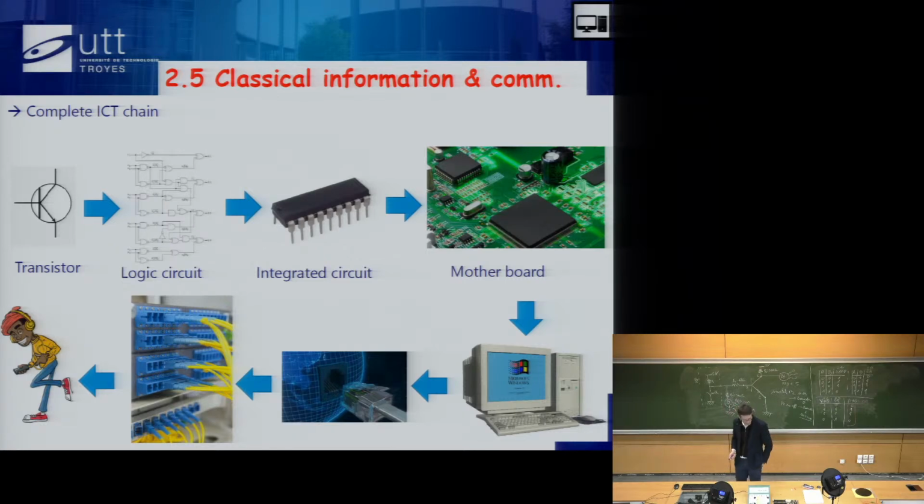You can go from your transistor, your basic components with your 0 and 1, up to your logic circuitry, where you have truth tables like this. Then you go up to integrated circuits. Eventually, you go on to motherboards, like this guy. Then that makes up computers, and then you can link that to the world, and you can link it up in a fast way now with optical fibers.